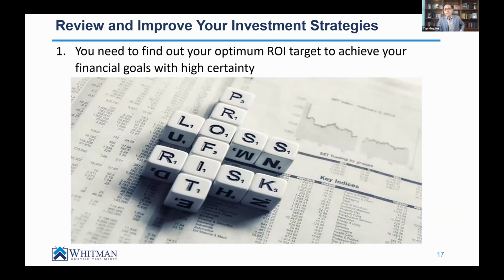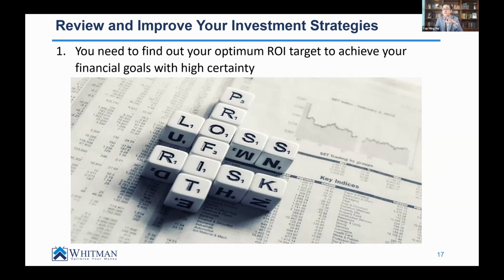How do we review our investment performance, our investment strategy? For us to start investing, it's very important for us to find out what is the optimum return on investment that we can target for. Because for someone to invest aiming to achieve 20% return a year, and someone intending to achieve 6% a year, is a totally different ballgame.